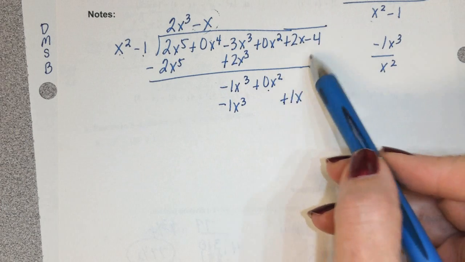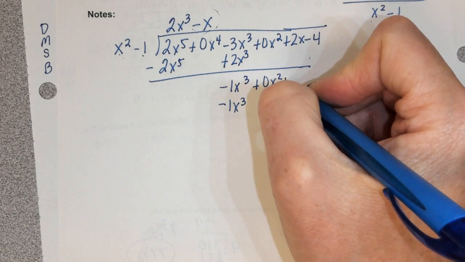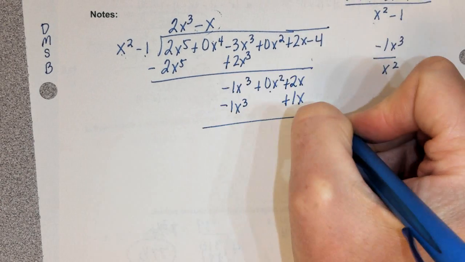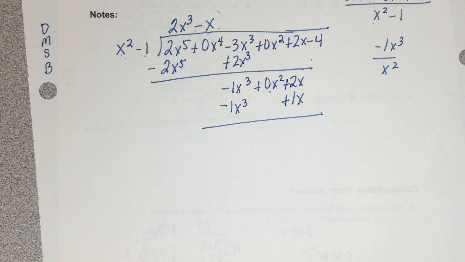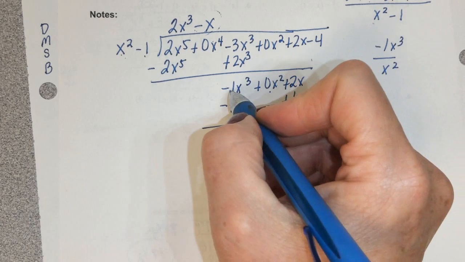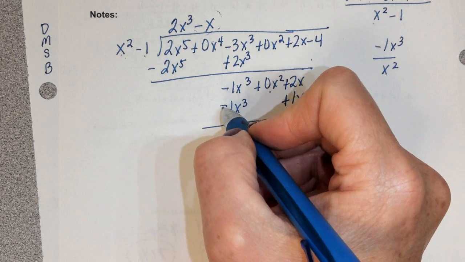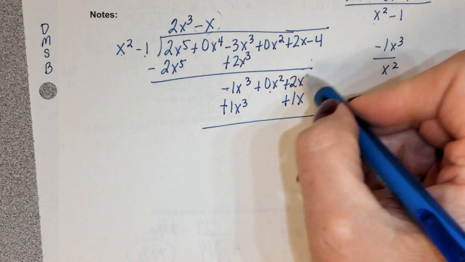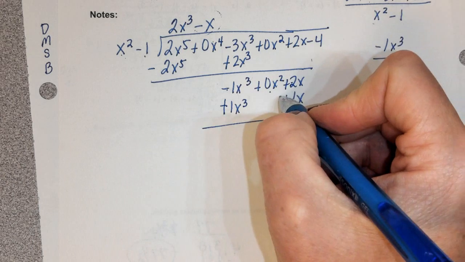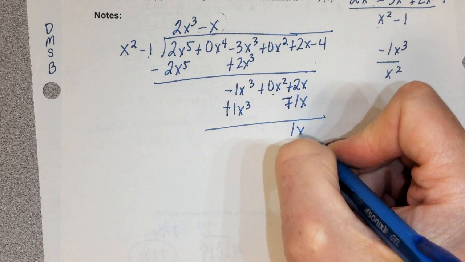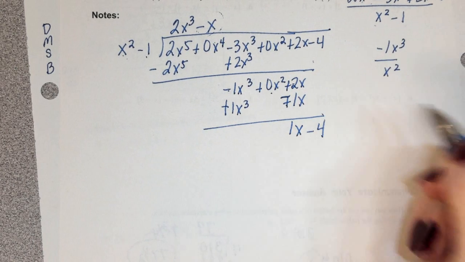I have to bring down this 2x. The reason I need to bring down the 2x is because I need to subtract it, right? So I have to subtract it from whatever it's alike. So now I have a negative 1x to the 3rd minus a negative, that's 0. I have a 2x minus a 1x, that's going to be a 1x, minus 4.